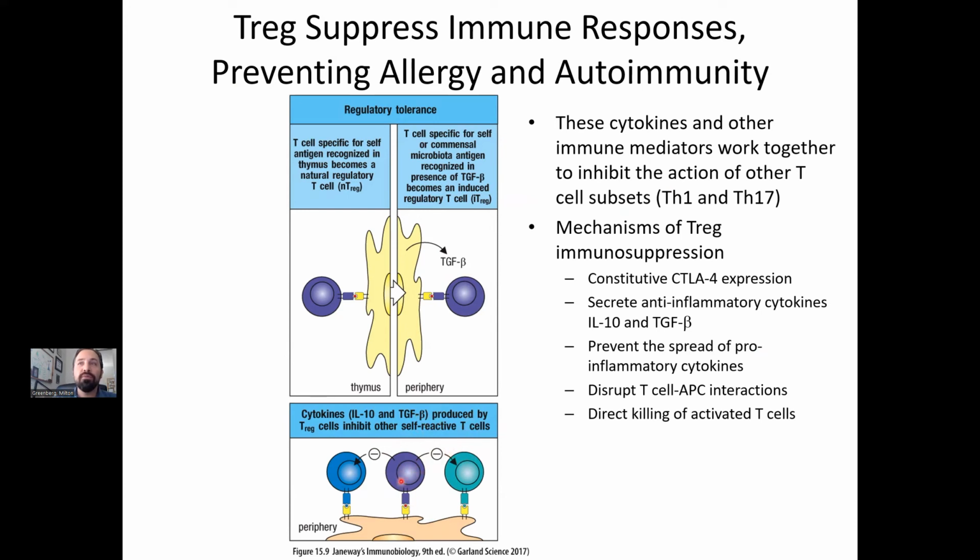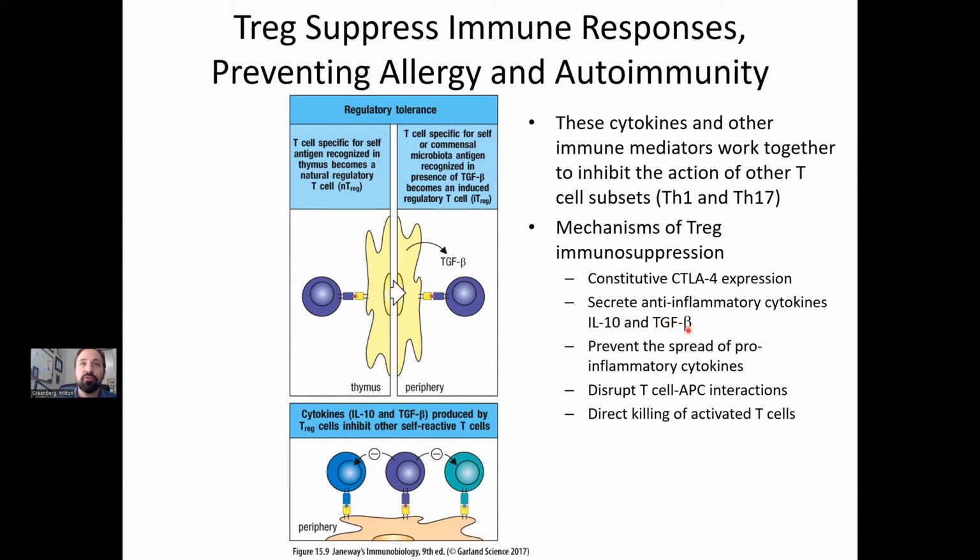So this is a type of T cell in purple that can shut down other T cells. And they work to inhibit the activation of other T cell subsets, particularly the Th1s and the Th17s, which tend to be very pro-inflammatory. So how do these things work? First, they express a lot of CTLA-4. We know CTLA-4 is a negative regulator of the immune system. So it makes sense that these cells express these molecules that shut down the immune system.